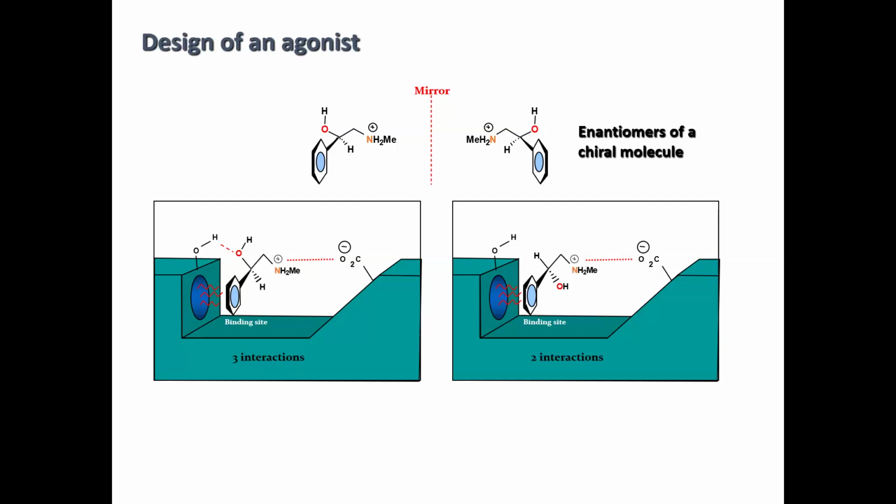one enantiomer is more active than the other. So they both will interact at the receptor, but the preferred structure, just like the preferred side chain.